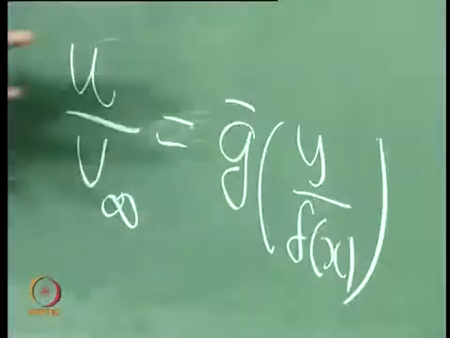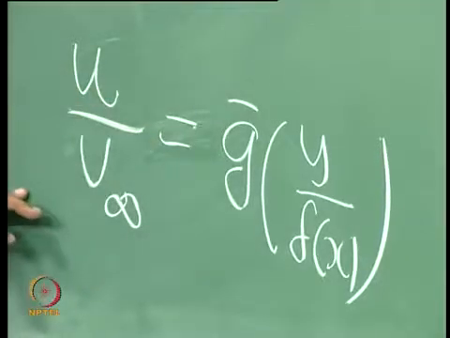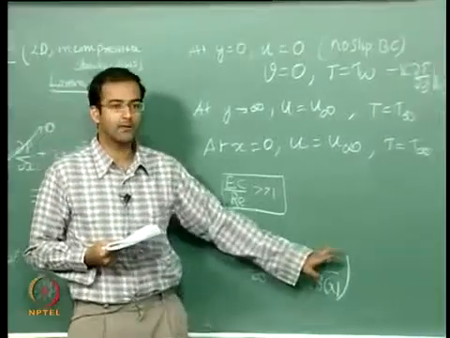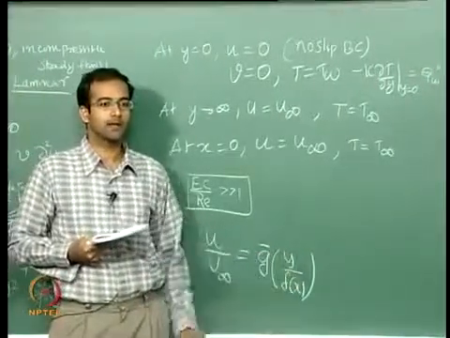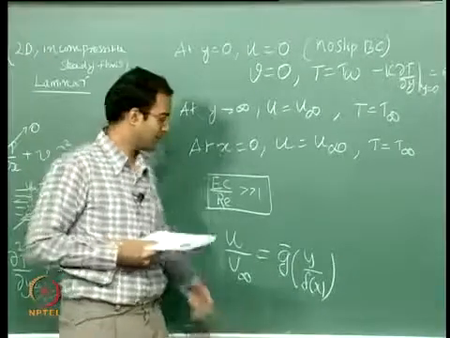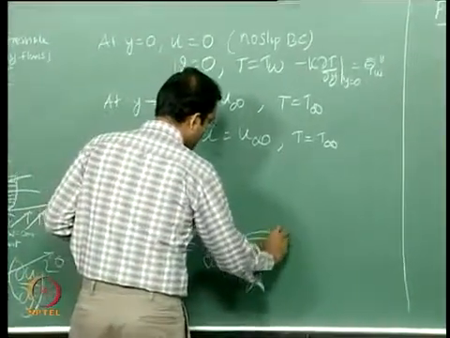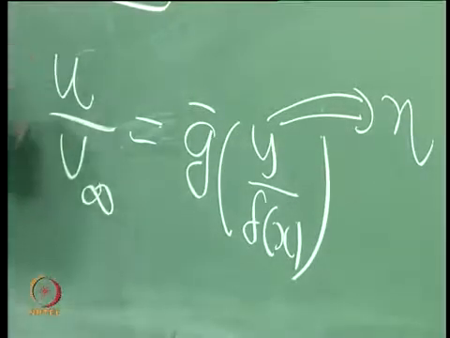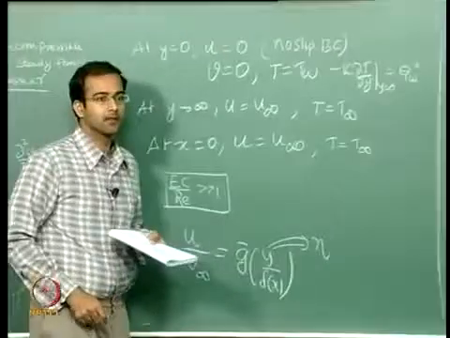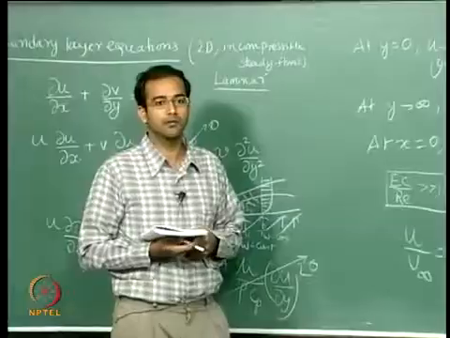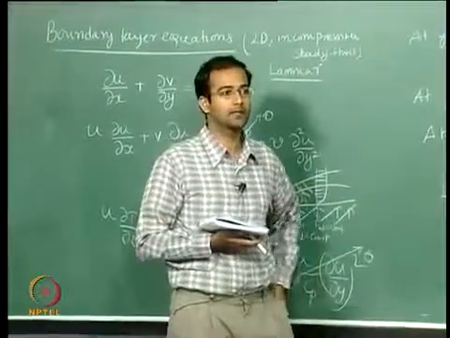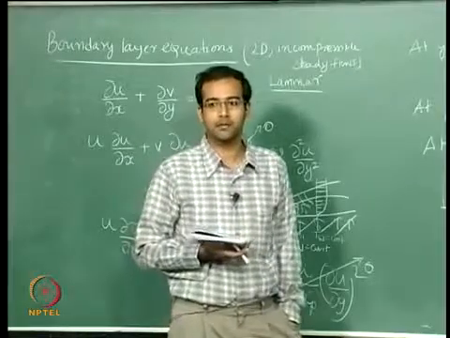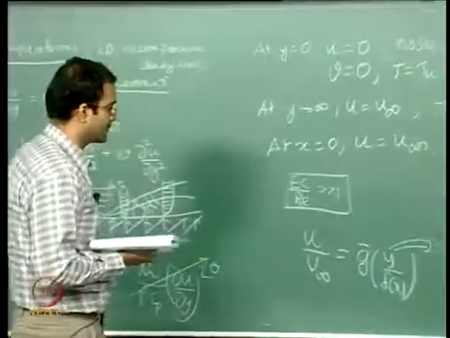This is a non-dimensional group, and if we can find this function, it should directly explain the dependence on this single variable rather than on the variables y and x. If we say y by delta is some variable eta, which we call the similarity variable, then u by u infinity is just a function of eta directly. Once you use the similarity variable, you don't have to solve in terms of x and y, you can solve directly in terms of eta. That will help you in reducing the PDE to an ODE. So that was his basic observation.